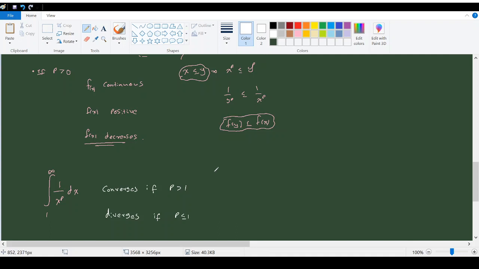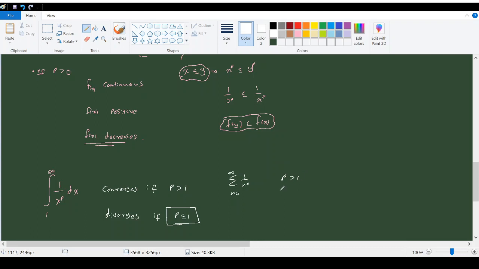So from the integral test we can say that the series will also converge when p is greater than 1 and it diverges when p is less than or equal to 1, right?